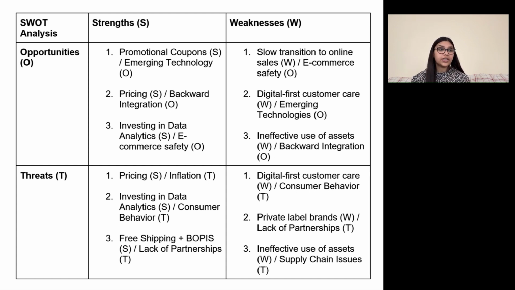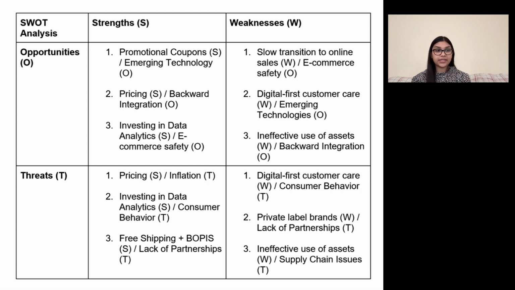Our first strategy here shows us that our slow transition to online sales could actually be taken as an opportunity to explore e-commerce safety. Our second strategy is taking our digital-first customer care and using that to maybe explore new and more efficient emerging technologies. Our last strategy in this quadrant is to take our ineffective usage of assets and take the resources that we have to integrate backwards.